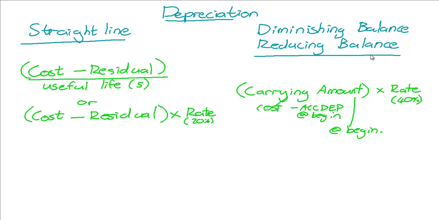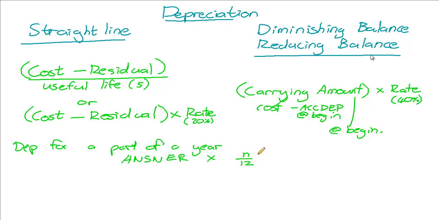And then lastly, also remember, if the depreciation is only for a part of a year, you're going to have to take your answer. So depreciation for a part of a year, you're going to take your answer that you get from either of the two methods, and you're going to multiply that by n over 12, and this n then represents the number of months that the asset was in use during the year. Number of months that the asset was used during the year. Good.